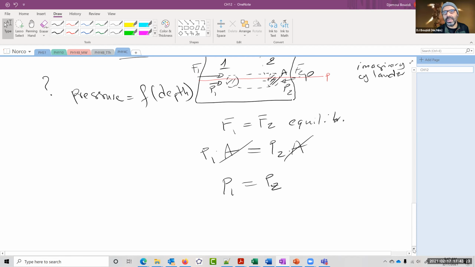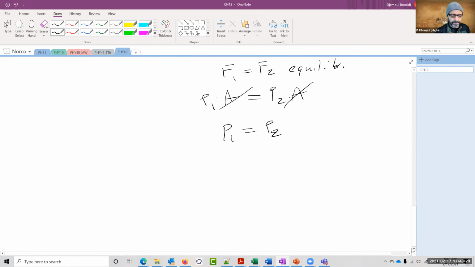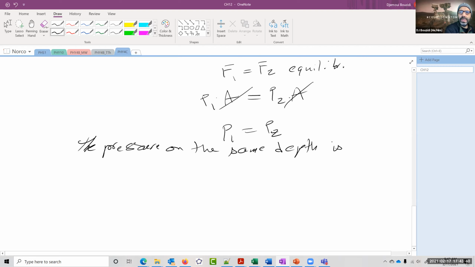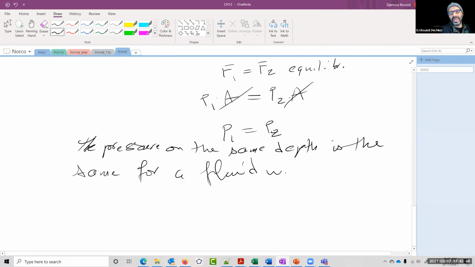So I'm going to summarize this and say that the pressure at the same depth is the same for the fluid in equilibrium.